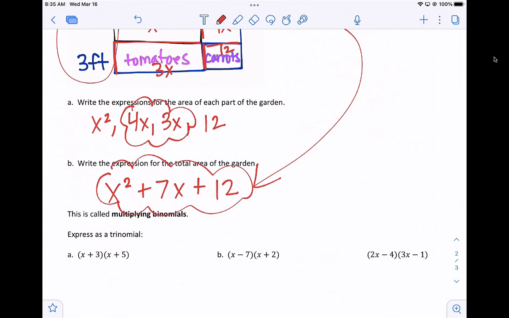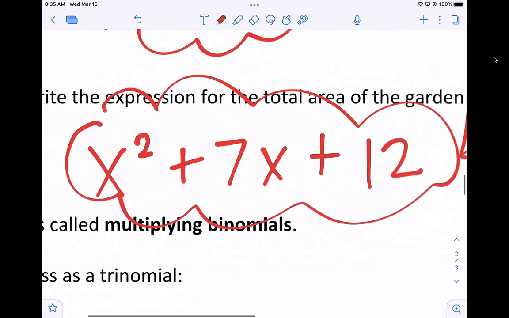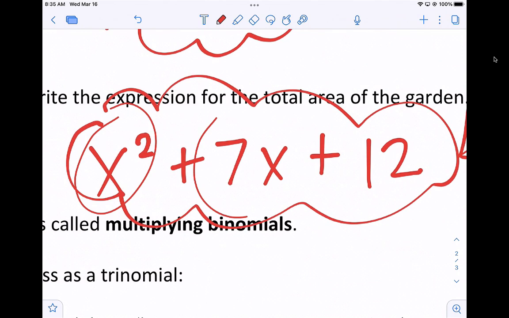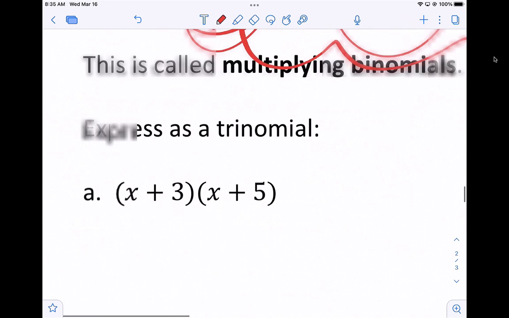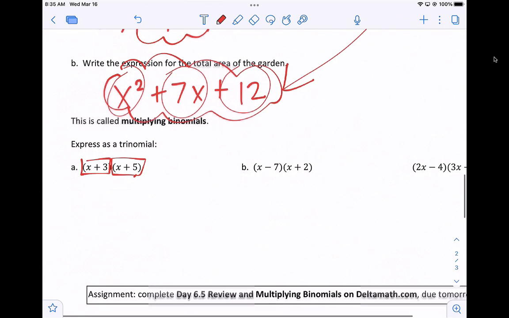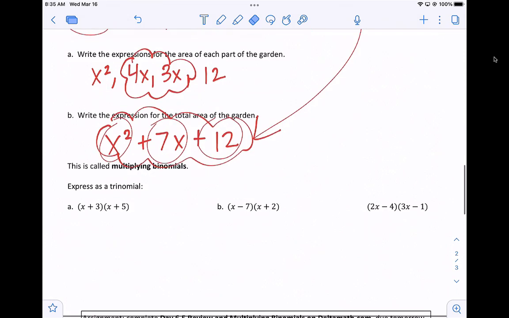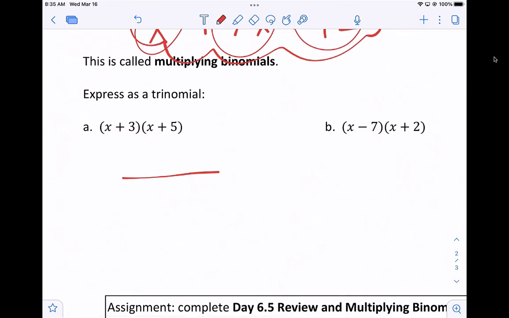Another way that you might see it asked of you to do this, like multiplying binomials, is it says express as a trinomial or 3 terms. So this has 3 terms right here. And right here we have binomials, so 2 parts. Right here we want to multiply it together, and we're going to get the trinomial. So to do that, when we multiply, we can do like what we did up here with the garden, use the area model. And so I'm just going to draw some rectangles here.